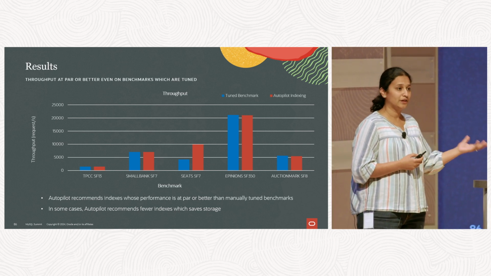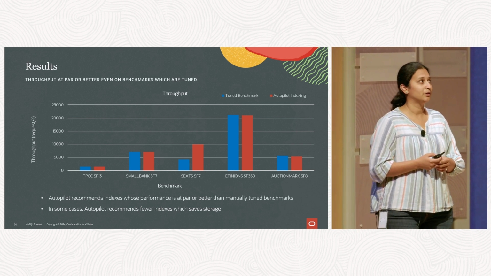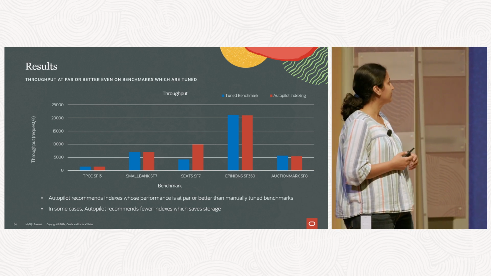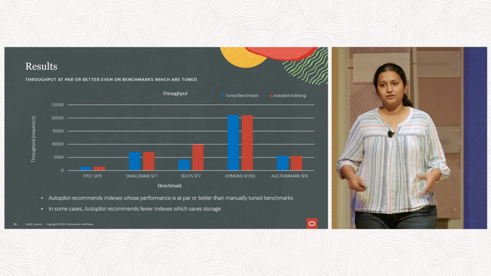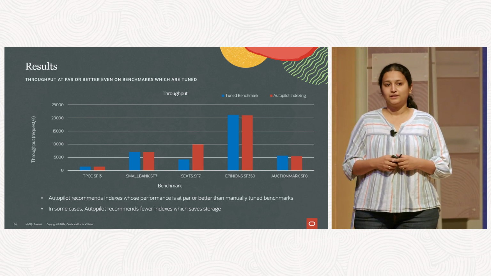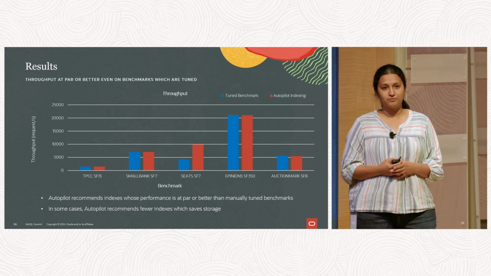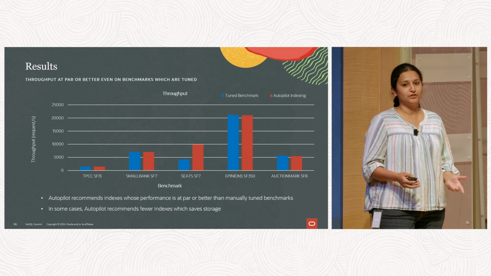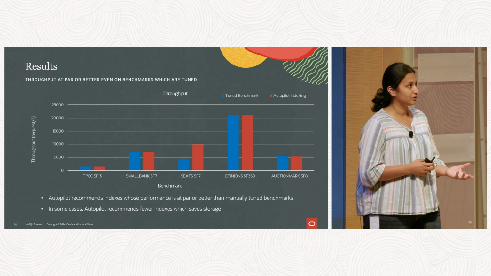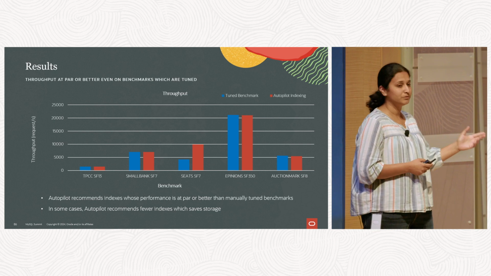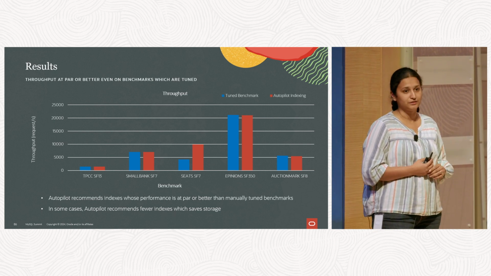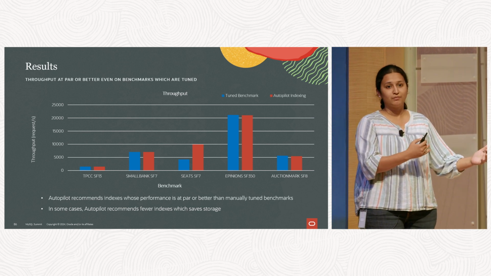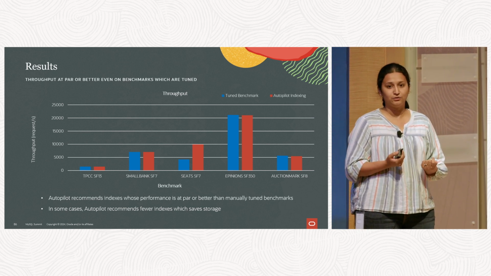So we did this, we ran the autopilot indexing advisor on a bunch of benchmarks, and here are some results. The blue bar here represents just taking the benchmark workloads and running the queries with whatever indexes it came with. In the red one, we dropped those indexes and asked the autopilot to generate recommendations. With those generated indexes, we see that the performance is at par and even better in some cases. So with fewer indexes, it's able to match the performance of these manually hand-tuned indexes.